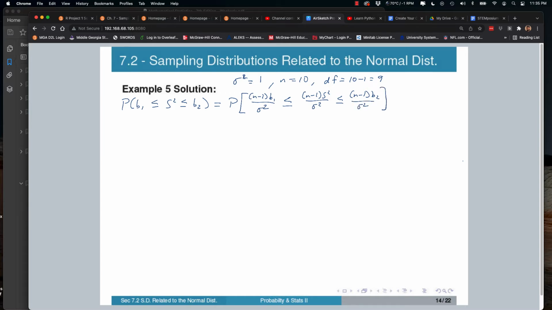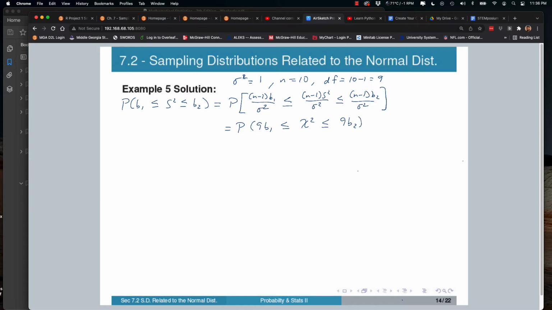All right. But we know that sigma squared equals 1, and we know the degrees of freedom n minus 1 is equal to 9. So this cleans up nicely to be just the probability of 9 times b1 is less than or equal to, sigma squared is 1, we could just make that go away in the middle, but technically it's a chi-squared distribution we're dealing with, so we can call this chi-squared for now, less than or equal to 9 times b sub 2.